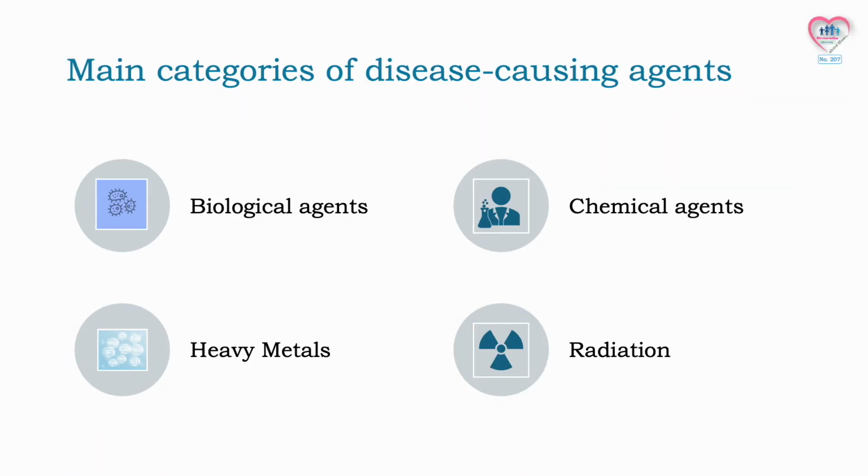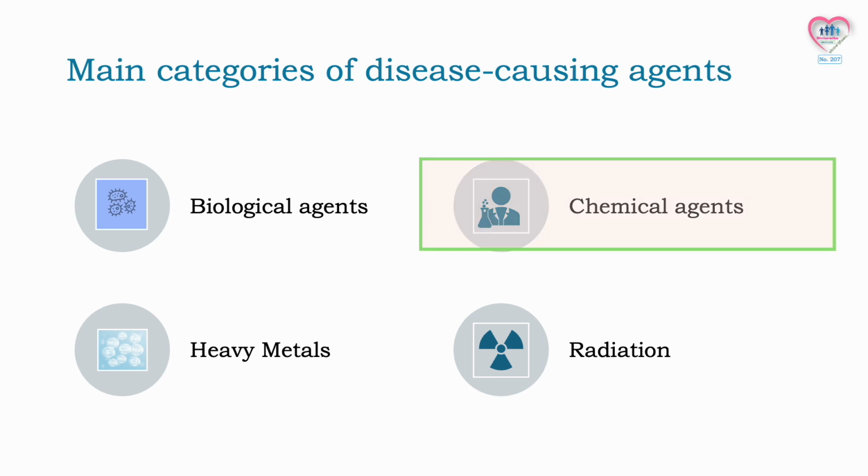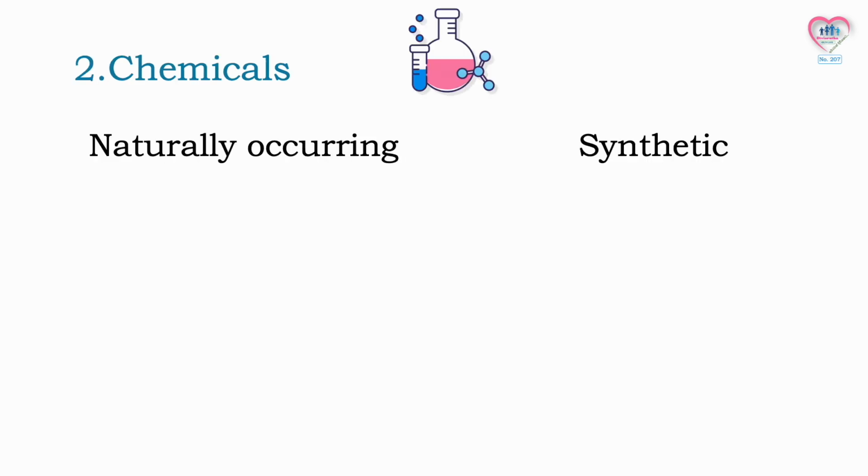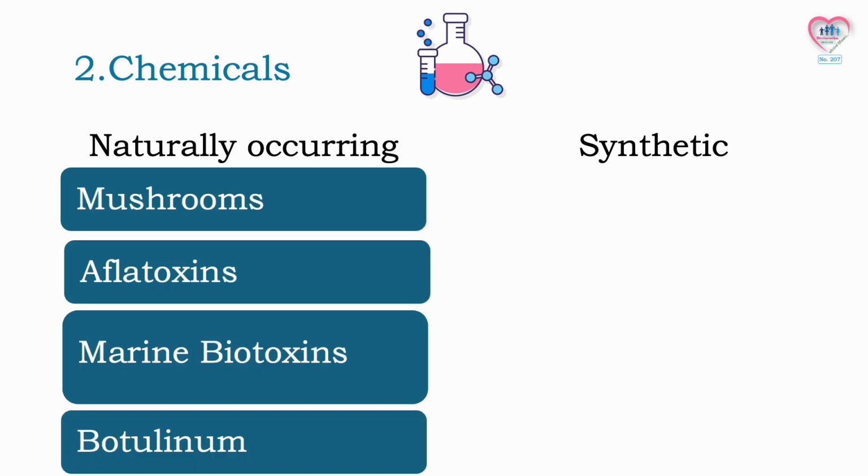That's about biological agents, and now we'll move on to chemical agents that can cause illness and are found in food. Two types of chemicals can enter our systems through the food we eat. They are naturally occurring and synthetic. Naturally occurring toxins can come through some harmful toxins in mushrooms, then aflatoxin, a fungal toxin, may come through contaminated grains, peanuts, milk, chili, or low-quality coconut oil.